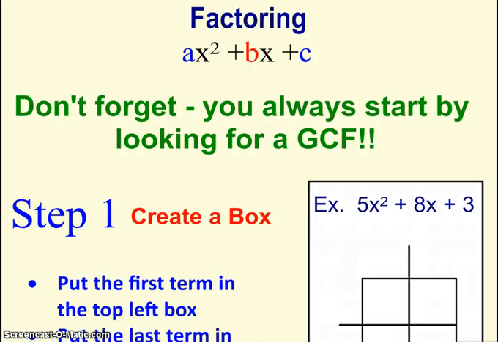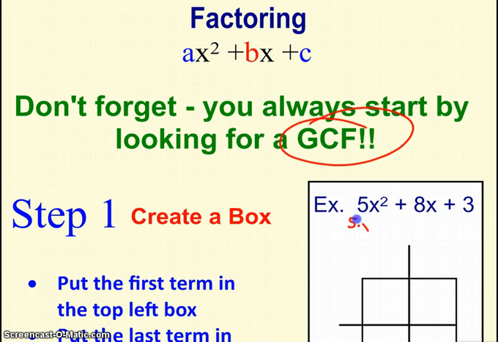Our first problem is 5x squared plus 8x plus 3. You'll notice that in front of x squared is a 5. Now, anytime I see a number that's other than 1 in front of my x squared, I always look for a greatest common factor. Every time you start a problem, you need to start with greatest common factor.